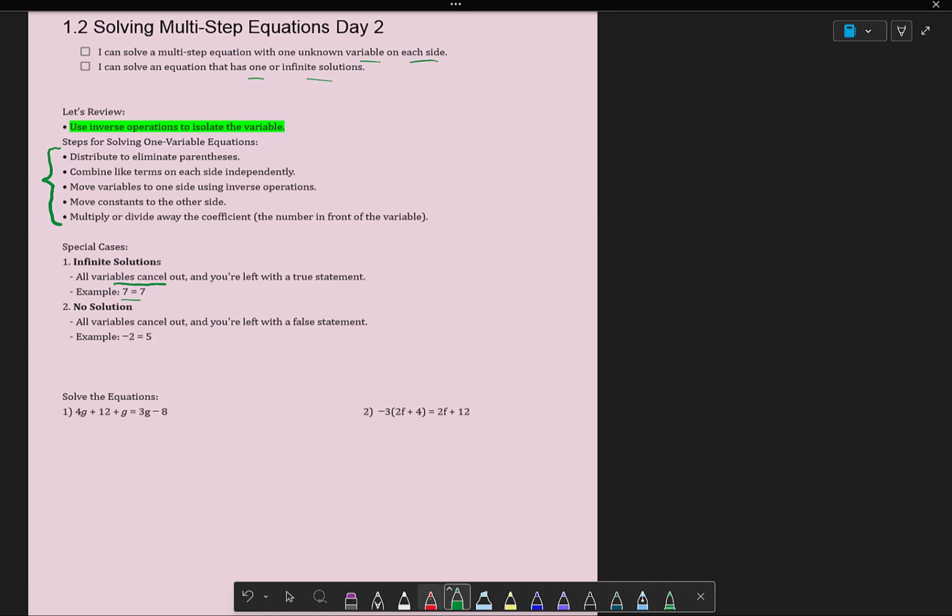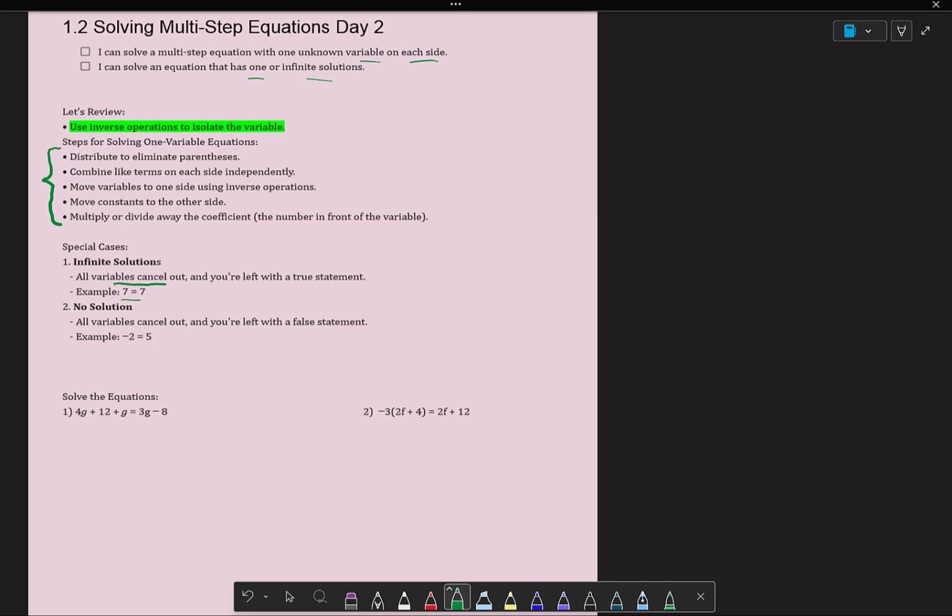So for instance, if you had something as simple as, well, what if x plus 1 is equal to x plus 1? Well, the left side and the right side of this equation are exactly the same. And if we solved this one, if we subtracted x from both sides in this problem, the x's would cancel and we'd be left with positive 1 equals positive 1, which of course that is true. So that is an example of infinite solutions, when the variables cancel out and you're left with a true statement.